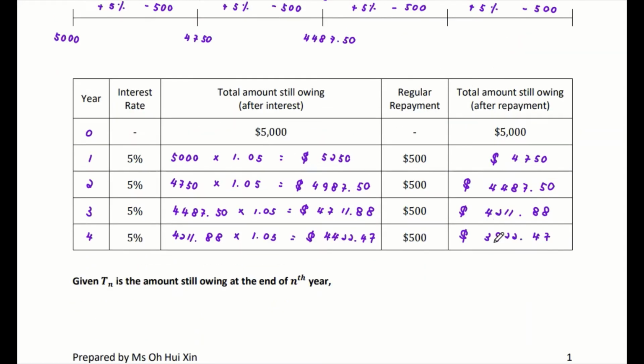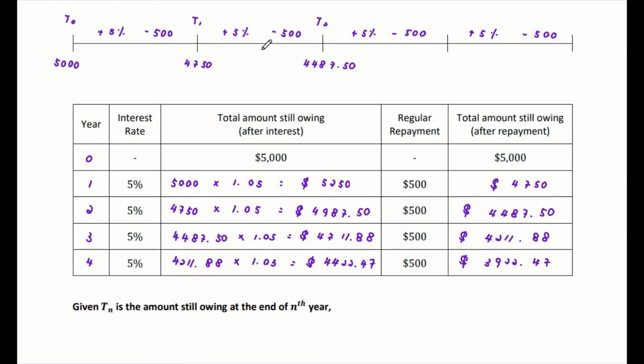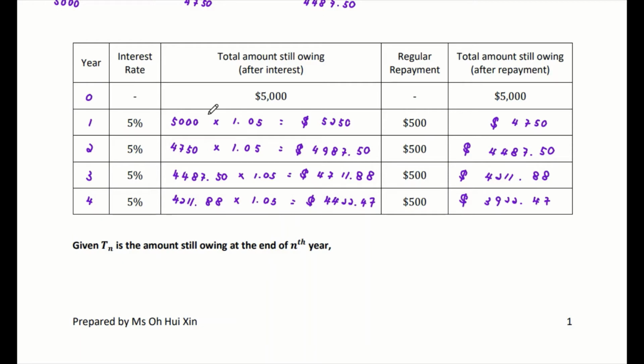By looking at this situation, you can see that it forms a recurring pattern, right? This pattern recurs: 5% then minus $500, 5% then minus $500. So we can express this in a recurrence relation as well. How do we get our next term? We normally use our previous term, the n term, multiplied by 1.05. Then after that, we minus off the $500 that we repay. Don't forget T0 will be equal to 5,000. So this is the recurrence relation for this question.